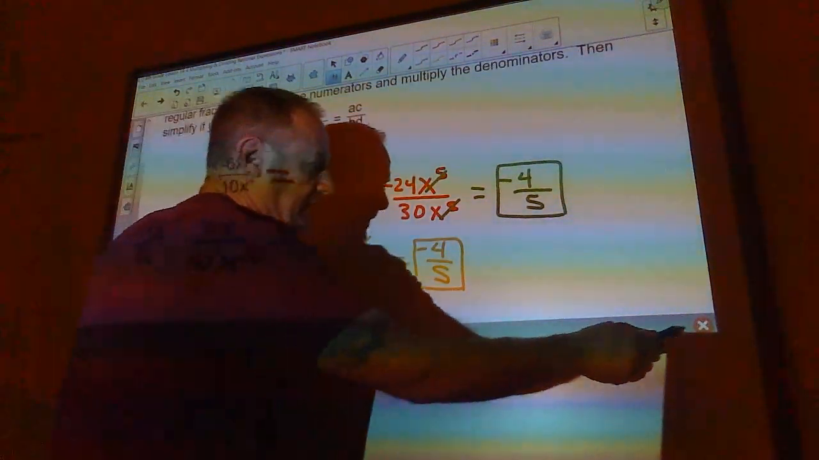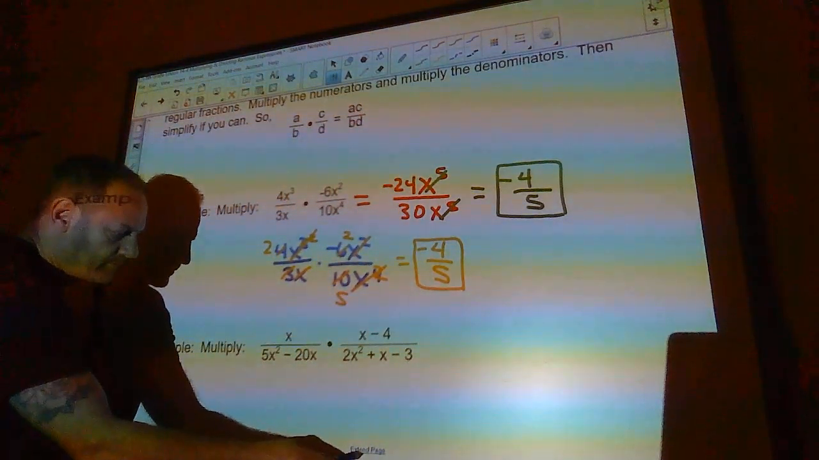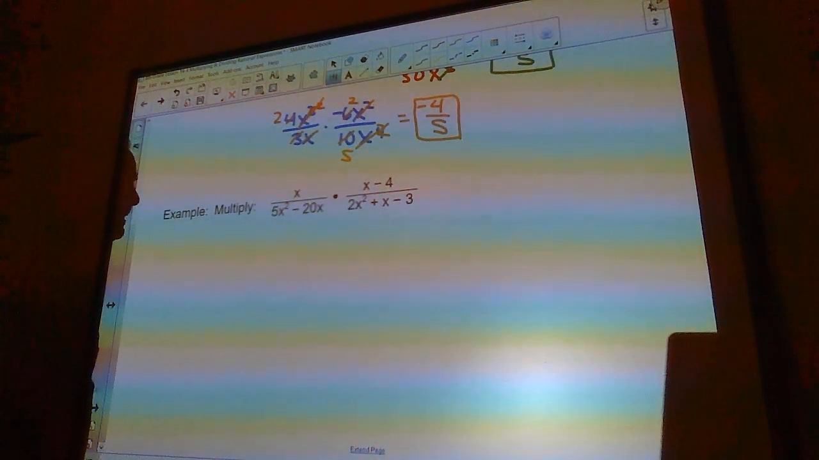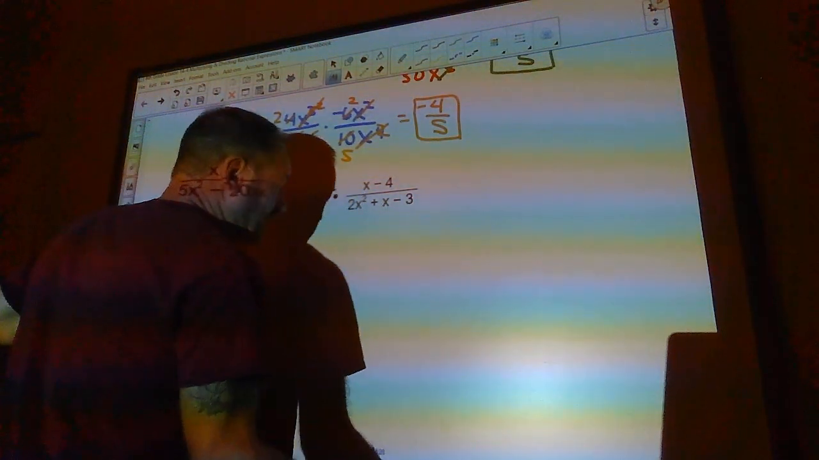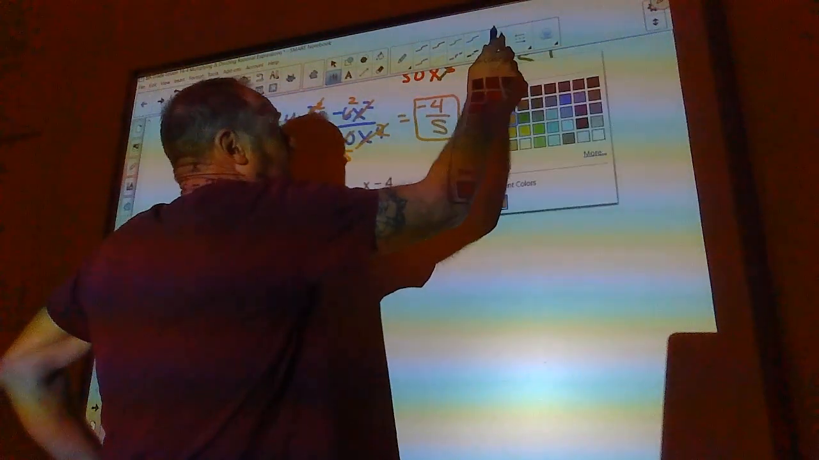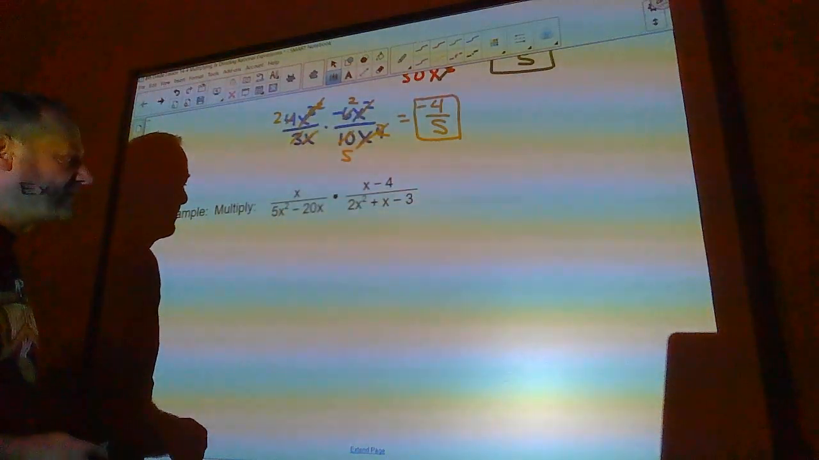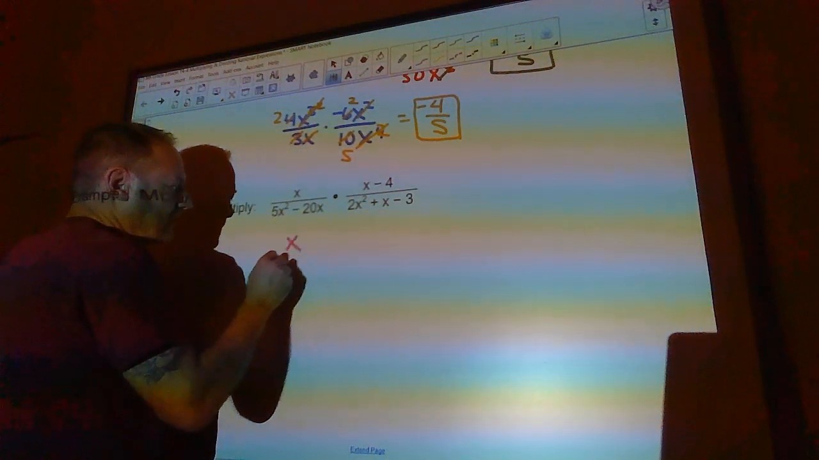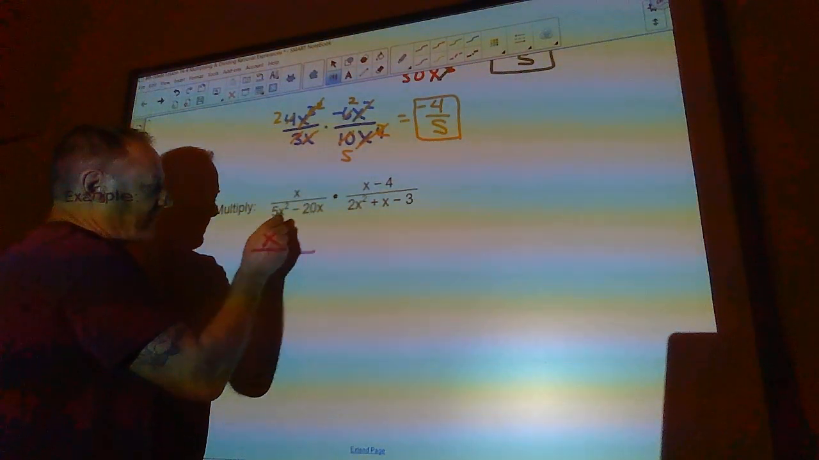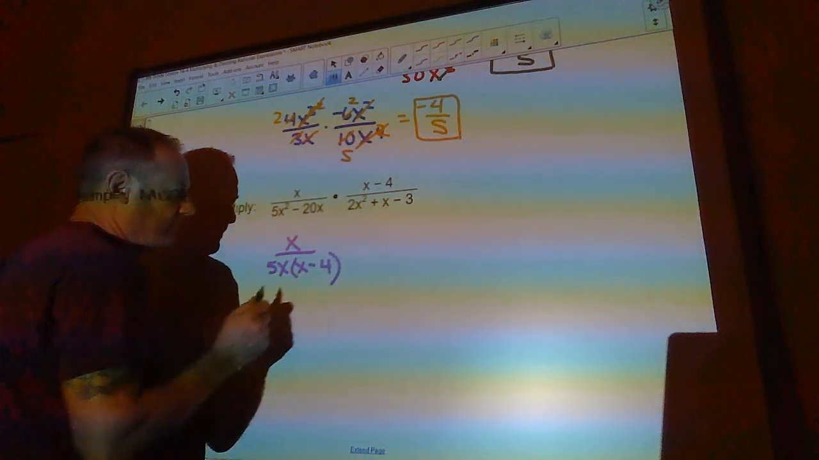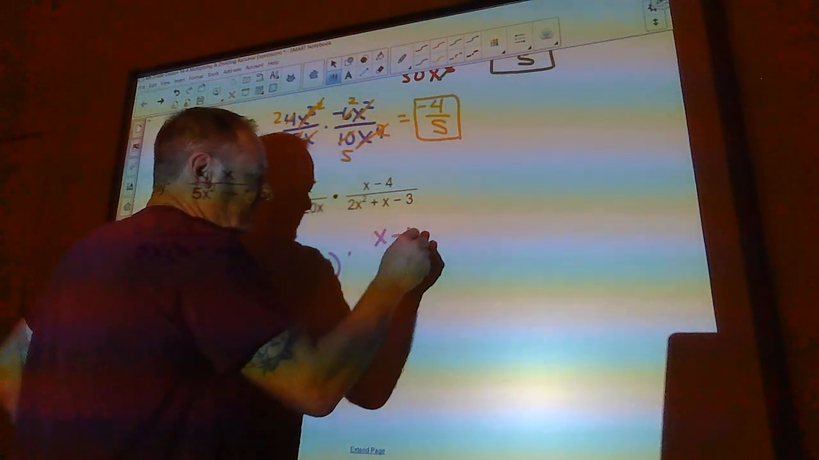Okay, let's look at the next one here. We've got x over 5x squared minus 20x times 4 minus x times 2x squared plus x minus 3. Okay, so here's what I would do on this one. I would definitely simplify these. I'm going to factor all these if I can. So I can factor out a 5x here, and that leaves me with an x minus 4 times x minus 4 over here.